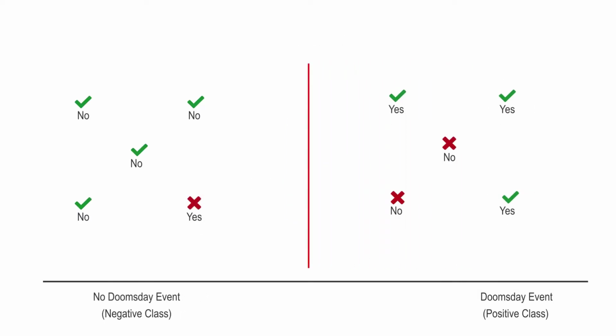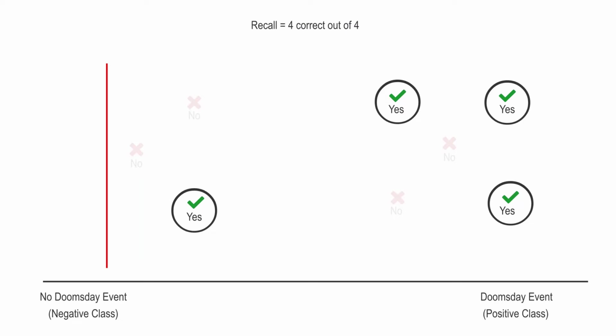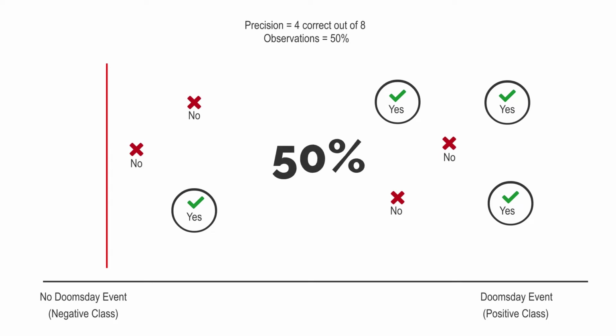Let's adjust the model again to increase recall. Now we have 4 actual doomsday events, and the model classified them all correctly as doomsday events, so our recall is 100%. But what happened to precision? Now there's only 4 correct out of 8 observations, so precision is only 50%.